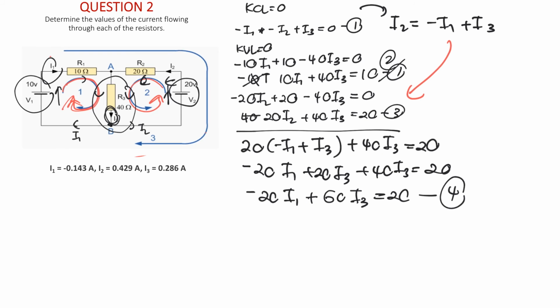Now I'm going to put equation number 2 there for me to find the unknowns. I'm going to find I1 or I3 first. So here I'm going to put it in here.